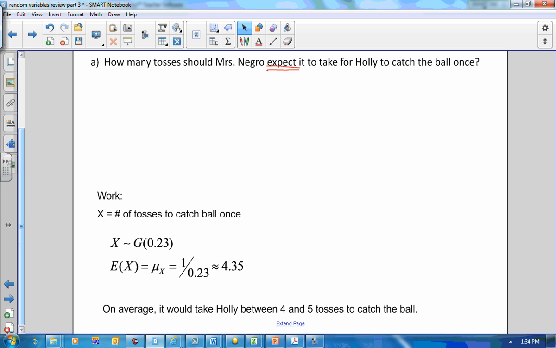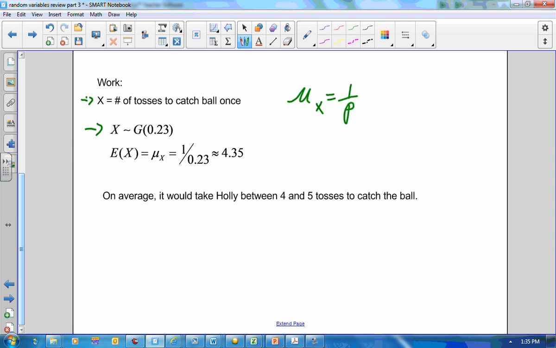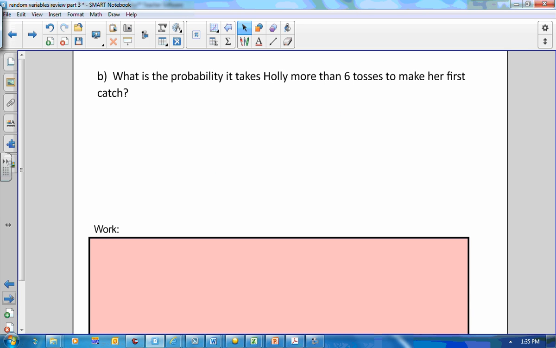Now, here's the work that you need to show. Unfortunately, the formula for the mean of a geometric, mu of x equals 1 over the probability, is not on the formula sheet, so that's one that you're going to have to commit to memory. We defined our random variable, we defined the distribution and its parameter: it's geometric with a parameter p of 0.23. We wrote out what we were finding, the expected value, our first level substitution for 1 over p, and the sentence in context. On average, it would take Holly between 4 and 5 tosses before she caught the ball for the first time.